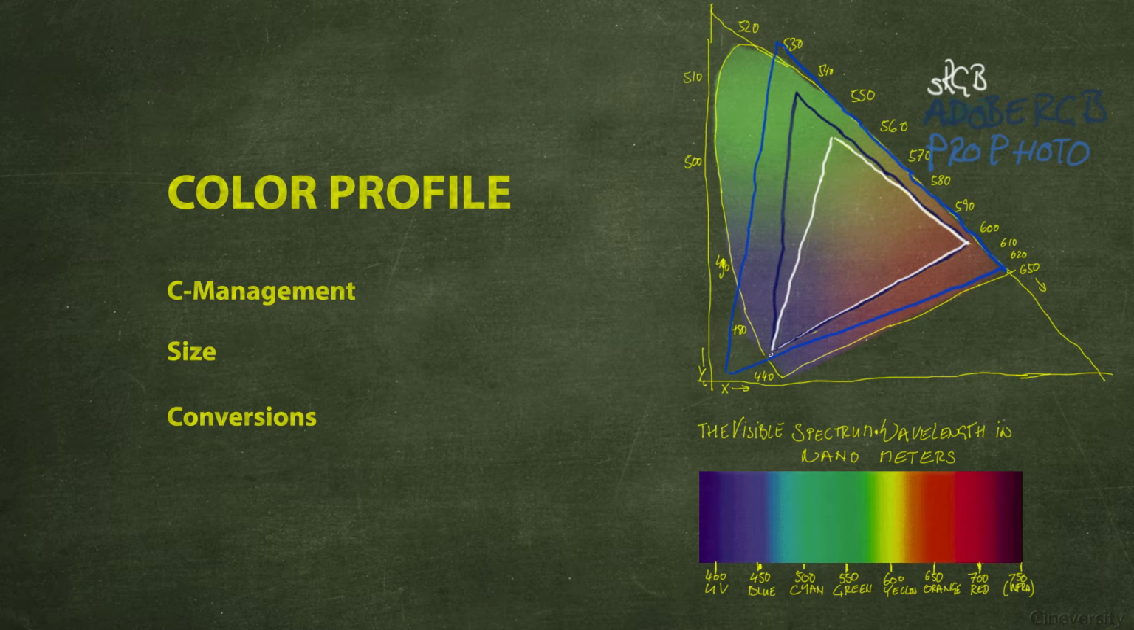Adobe RGB is something that is very well known in the photography world at least, and is already a bigger space, so you get all these colors here that you normally couldn't see here. At least I can't on my screen.